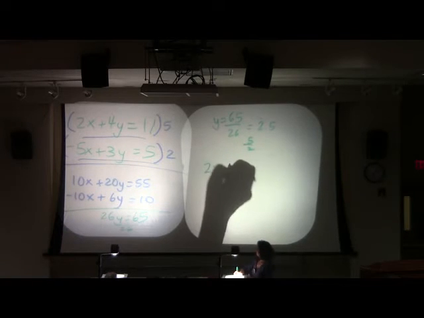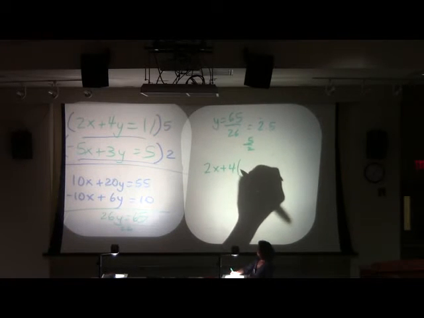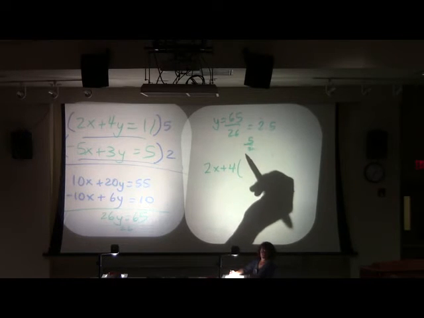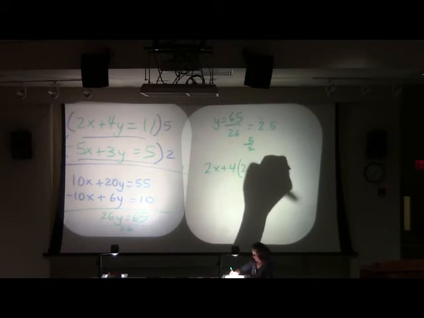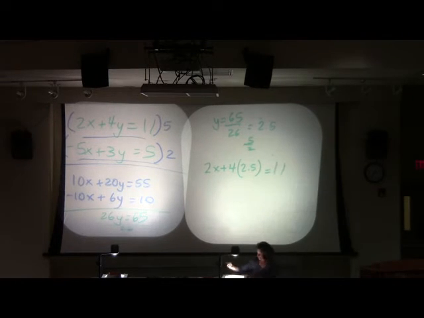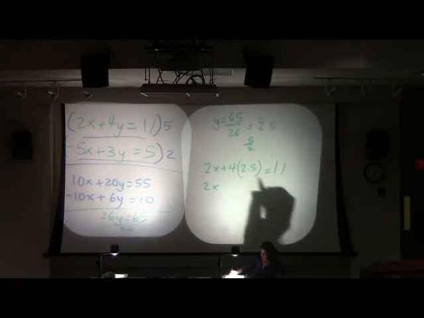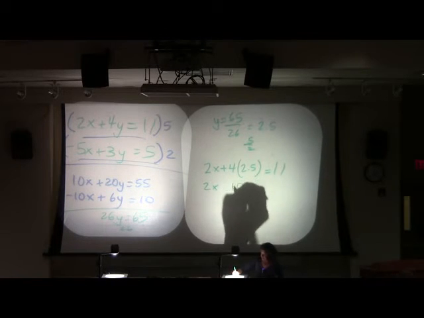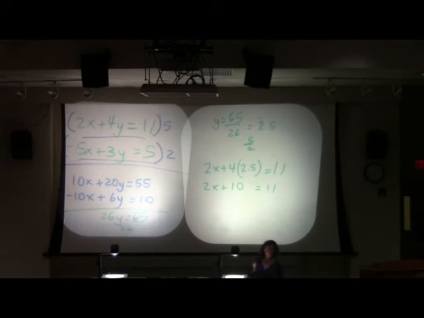So, 2x plus 4 times, would you guys be writing this as 2.5 or 5/2? 2.5. I write it as 5/2, but I'm going to do it like you guys do. I love practice. All right. So this actually turns out really nice because 4 times 2.5 is 10. Can we solve this for x? Totally. Subtract 10 from both sides, so you get 2x is 1, so x is 1/2. So using decimals, this would be your solution.